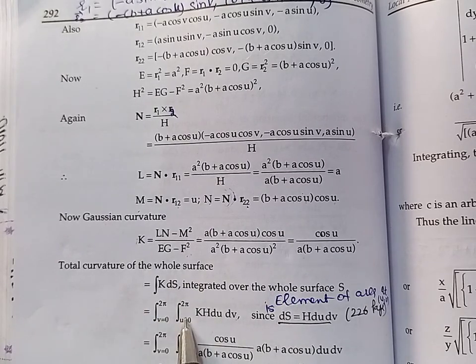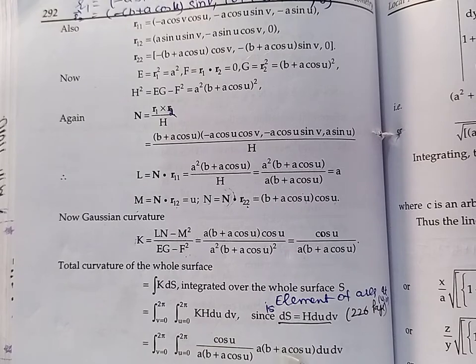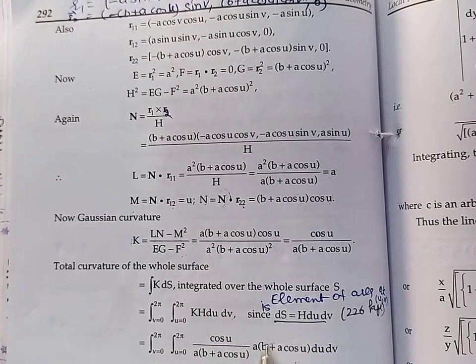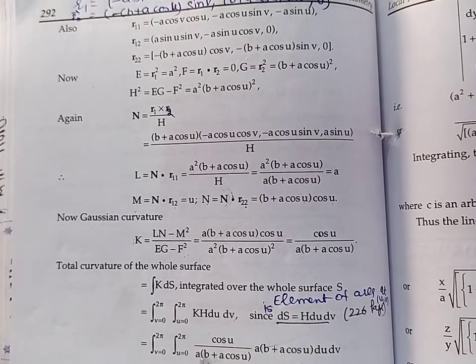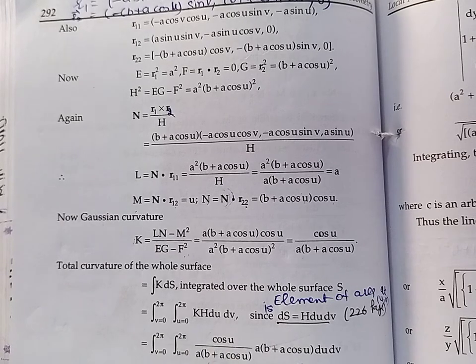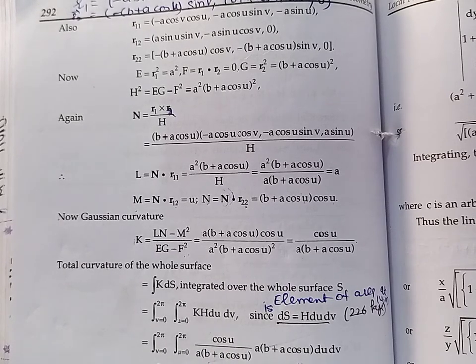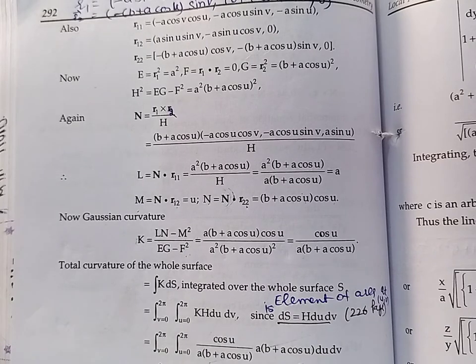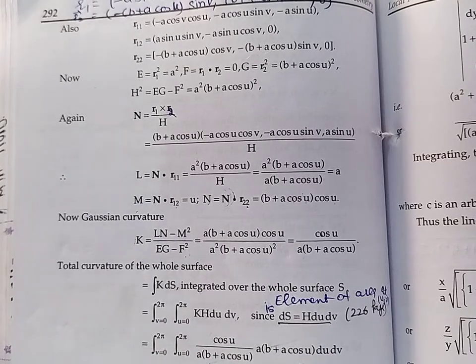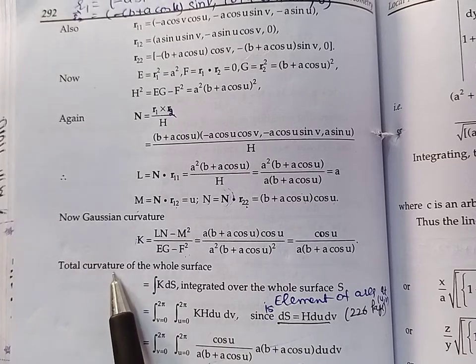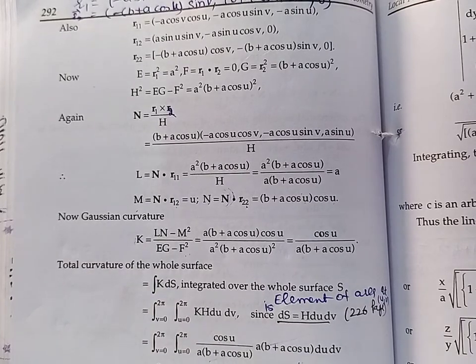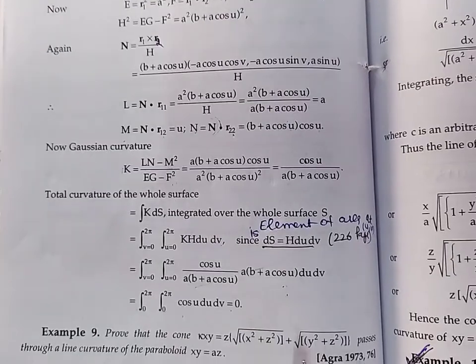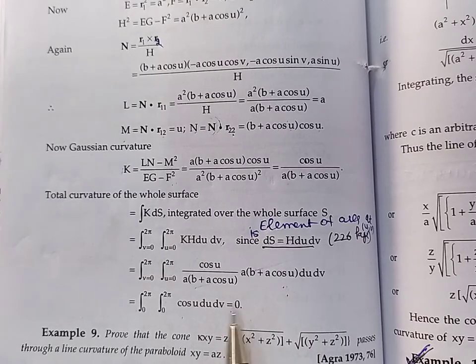Substituting the value of K and h here, these two terms cancel out and we are left only with cos u. So, integrating between the limits 0 to 2 pi with respect to u as well as v, we get the total curvature for the whole surface is 0. And this completes the given problem.